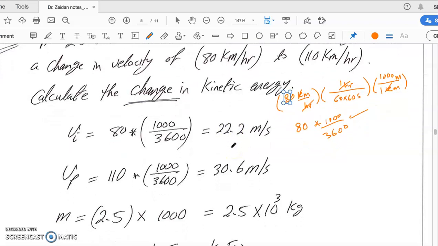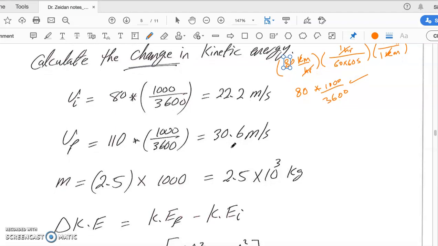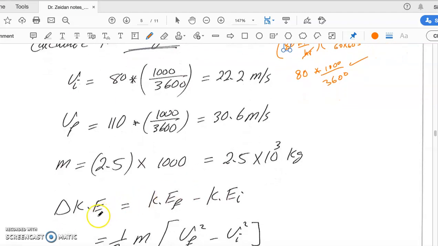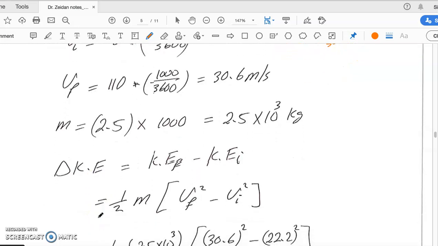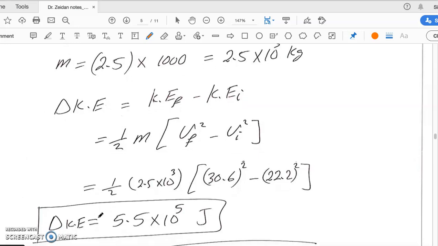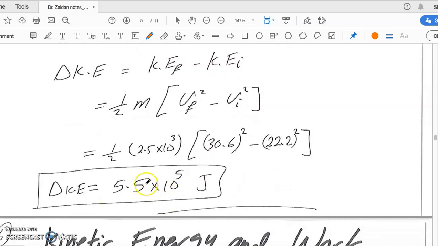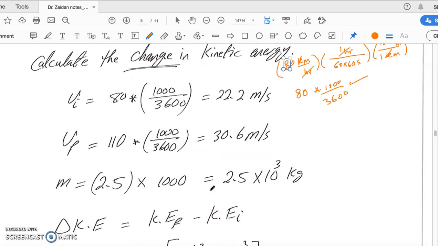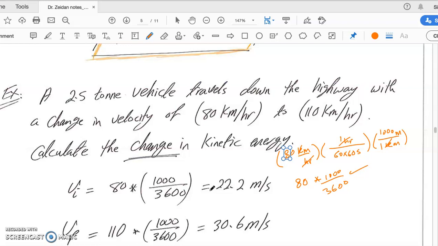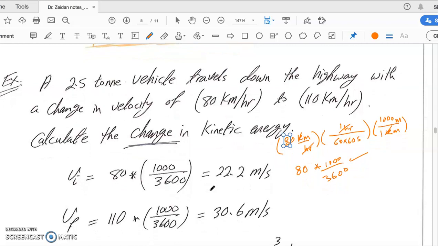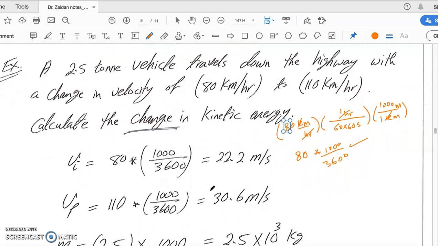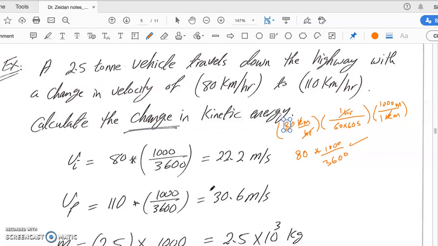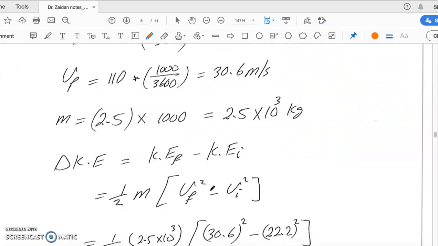So we convert the velocities, we convert the mass, and now immediately we say delta KE, which is asking for the change in the kinetic energy, half m times v final square minus v initial square, which is equal to this number in joules. So what we have in this problem is a vehicle that changes its velocity from 80 to 110. And that, of course, leads to a change of the kinetic energy in that object.